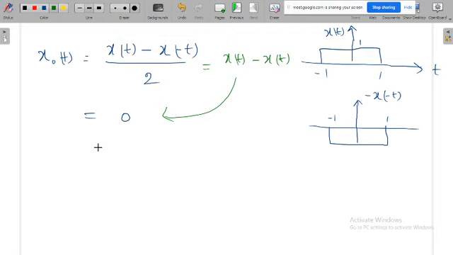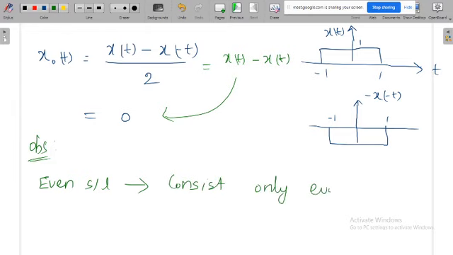The same thing is applicable for other signals also. So what is the observation here? An even signal consists of only an even part, where the odd part is 0.